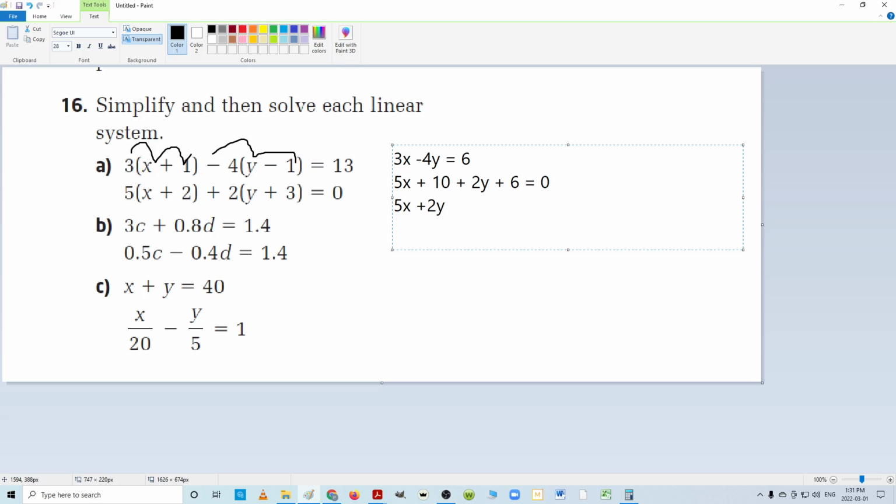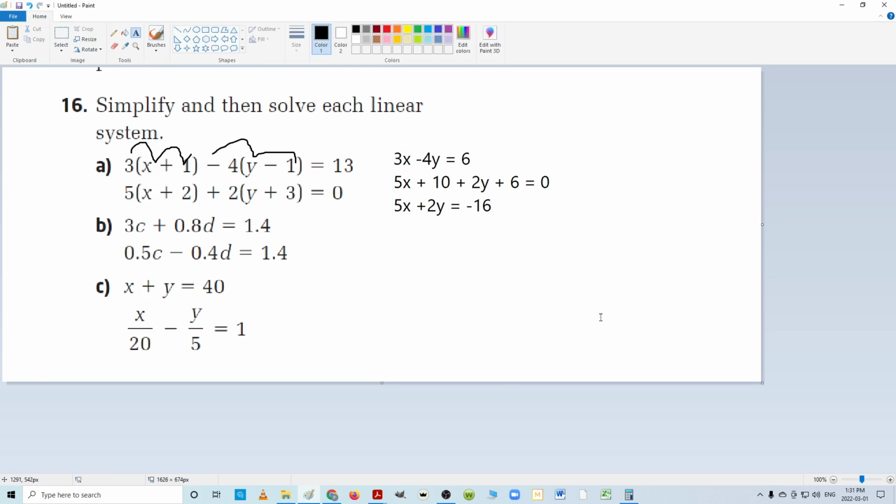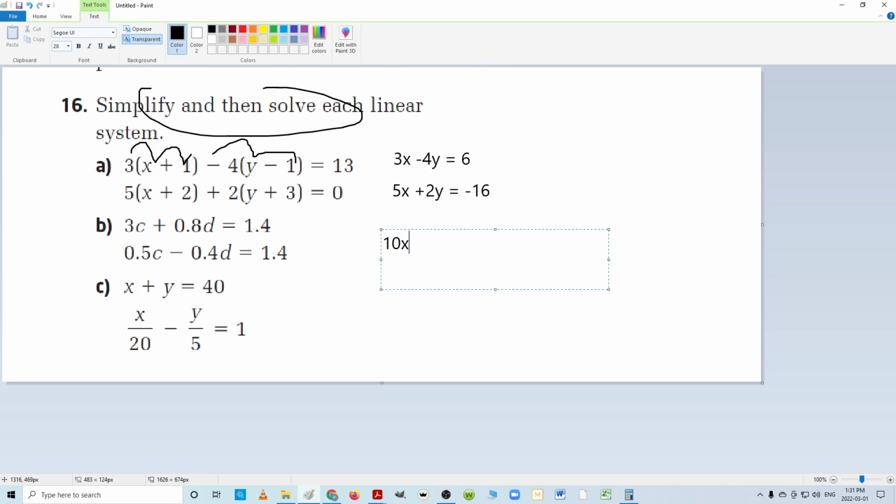So it's equal to minus 16. Where these two lines meet is the answer when they say simplify and solve. So I would multiply this bottom one by 2, so it's the same number but opposite sign. So if I multiply this bottom one by 2, I get 10x plus 4y is equal to minus 32.